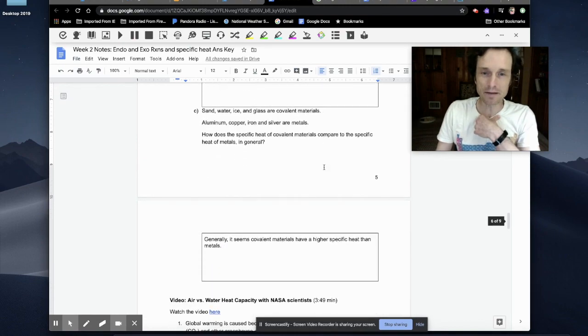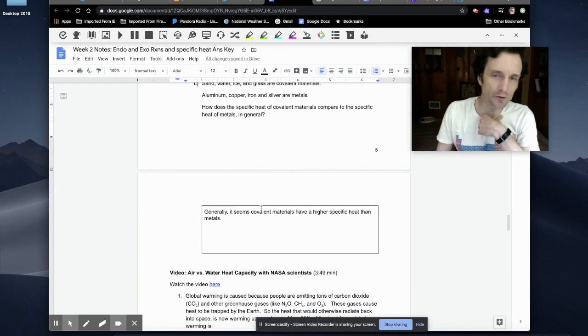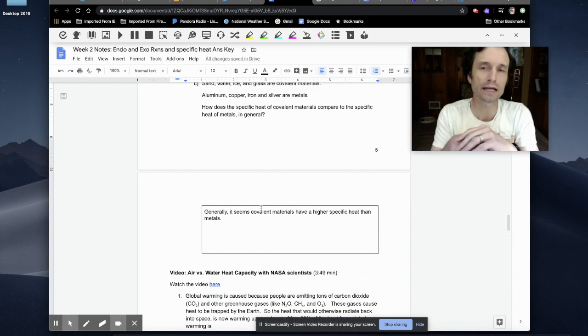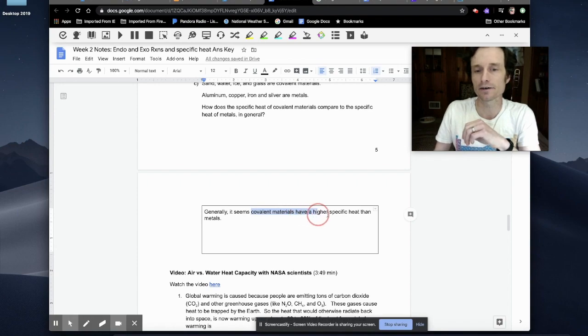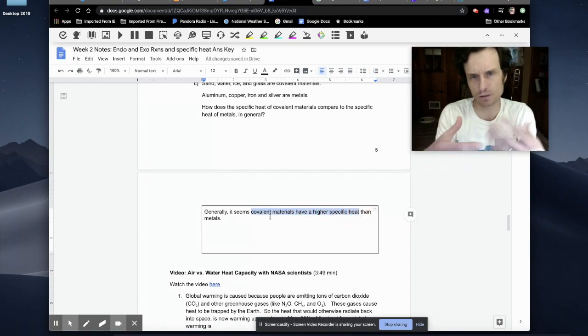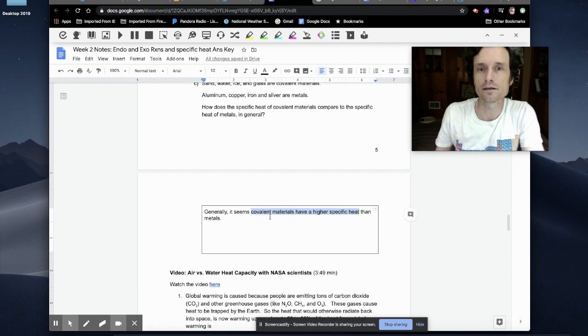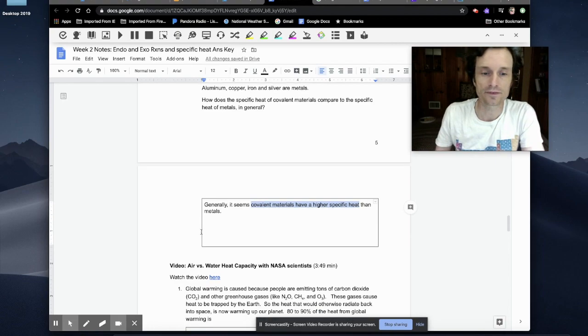And then they ask how does specific heat of covalent compare with metallic or non-covalent. Generally, there is an exception. Aluminum had a kind of a high number there, but generally speaking, the covalents have a higher specific heat. It's really about the bonding, the structure, the more properties, and it's fascinating. But for now, we can see that the type of bond can determine the heat capacity.